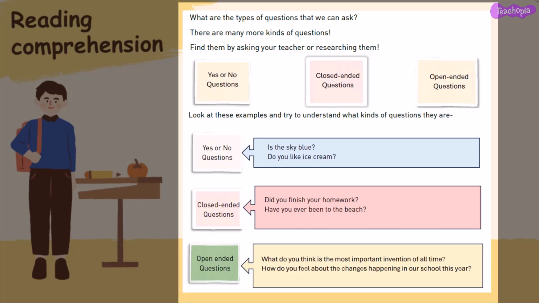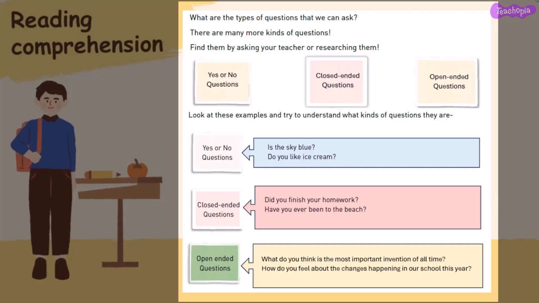Yes or no questions, close-ended questions, and open-ended questions. Examples for each of these are also provided for the learners to understand. For example, yes or no questions are, is the sky blue? Or do you like ice cream? Which can simply be answered in 2 words, yes or no.